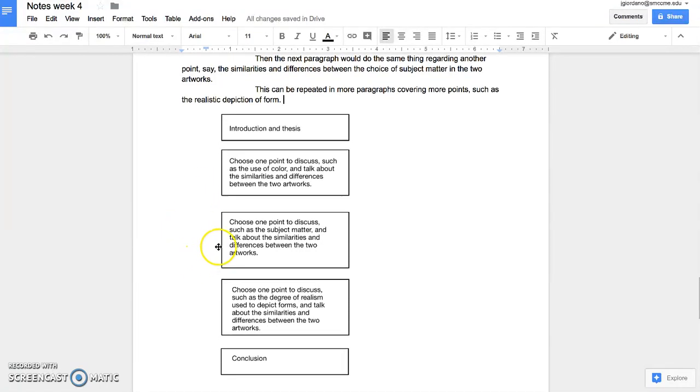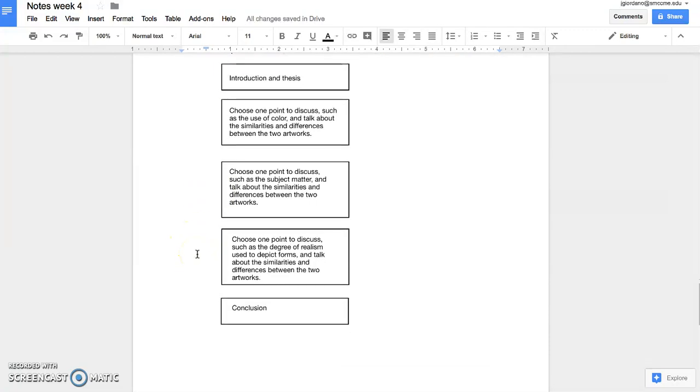Then from there you'd move on and talk about the subject matter. In what ways is the subject matter alike between the two paintings, and in what ways is it different? And then finally you might talk about how realistic each of these pieces is. You would discuss whether the artist is true to depicting, imitating nature and showing the objects in that particular work with a certain amount of exactitude, or are they trying to distort and stylize?